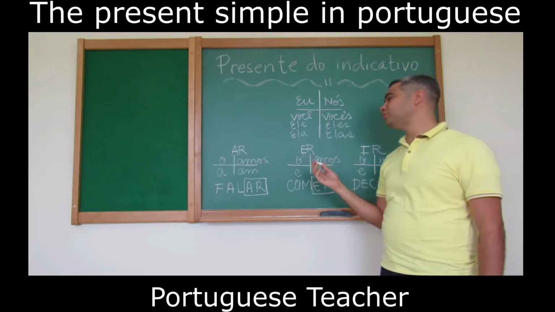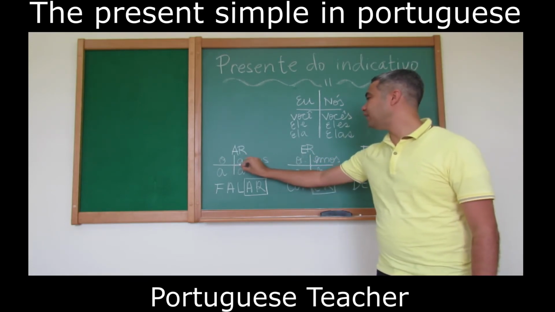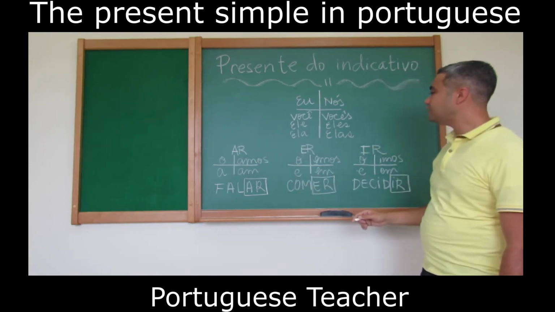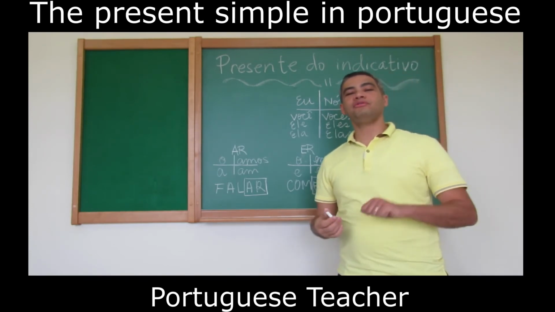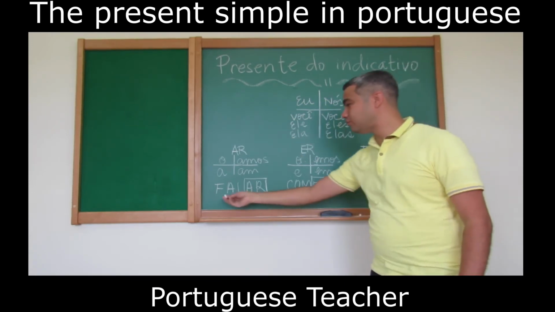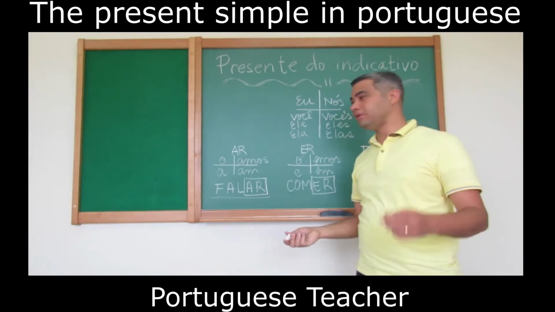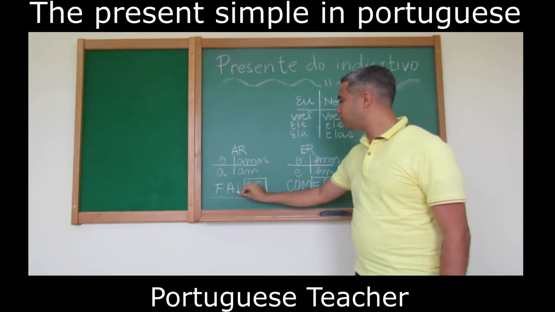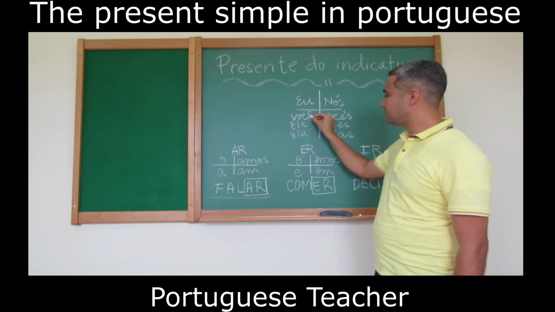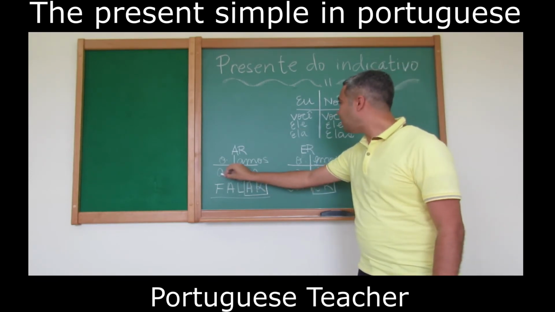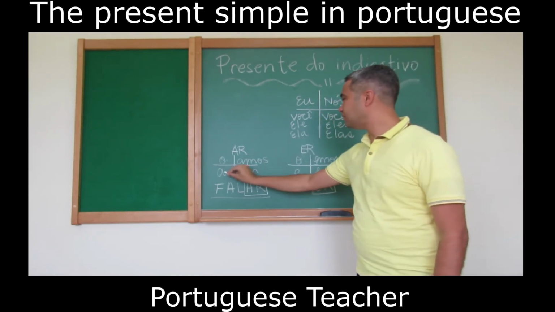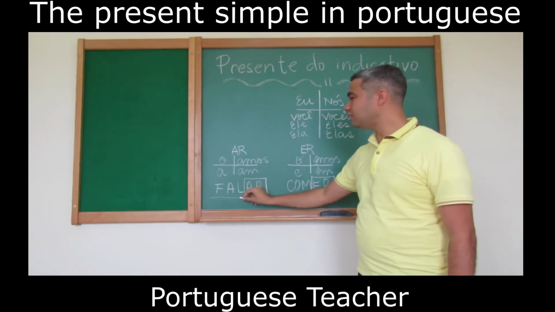And basically, to help you memorize, here we have A, E, and I, which is according to its conjugation, right? So, for example, how do I say I speak, which is the verb falar? Eu falo. How do I say you speak? Você fala. How do I say he speaks? Ele fala. She speaks. Ela fala.